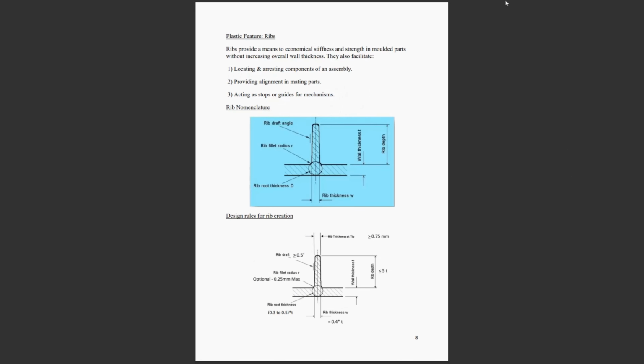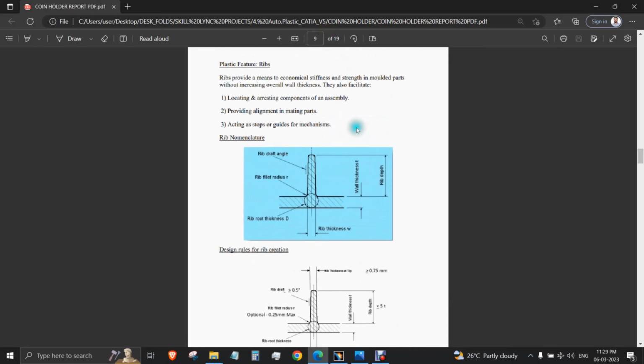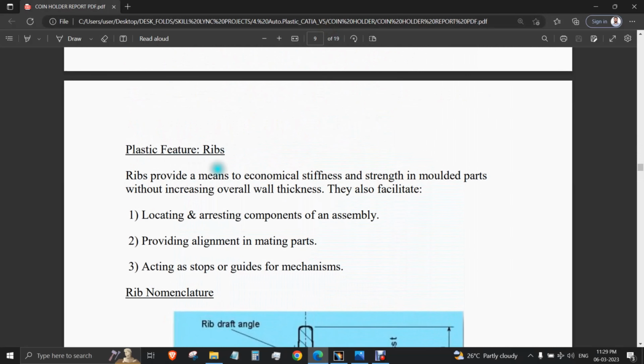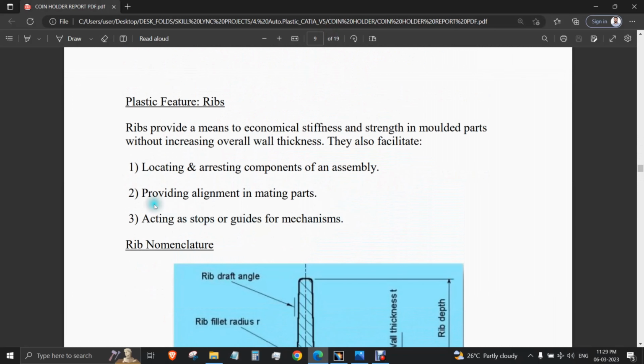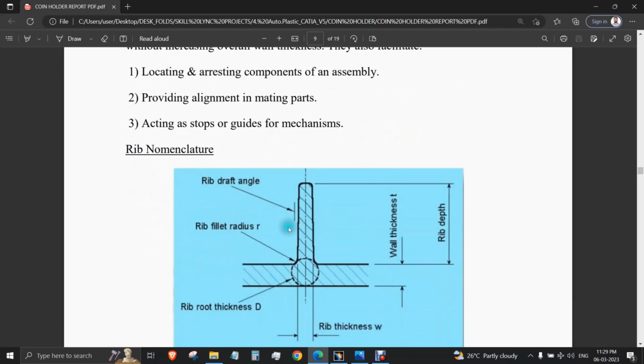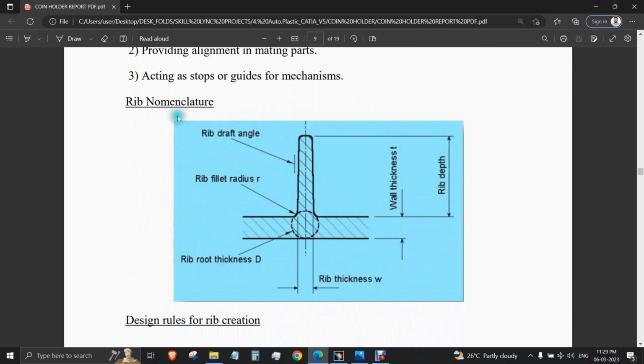Parts which are intended to be manufactured through injection molding. For example, you can see that the ribs are mainly intended for locating and arresting components of an assembly, providing alignment in mating parts, and acting as stops or gates for mechanisms. You can see the rib nomenclature also here.